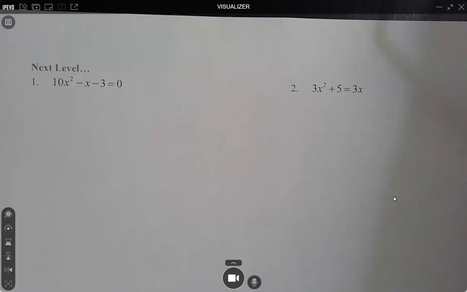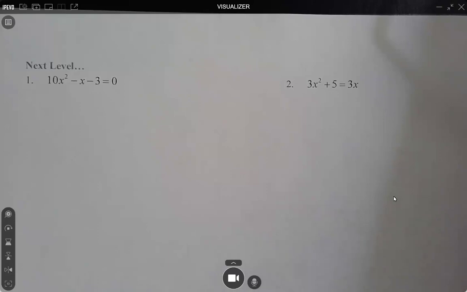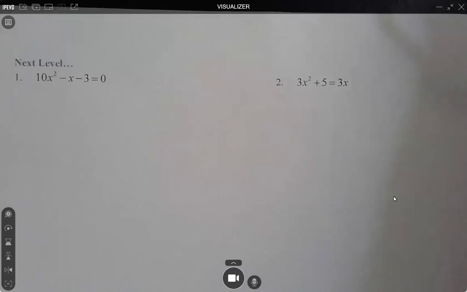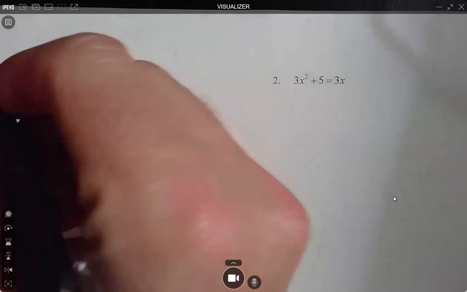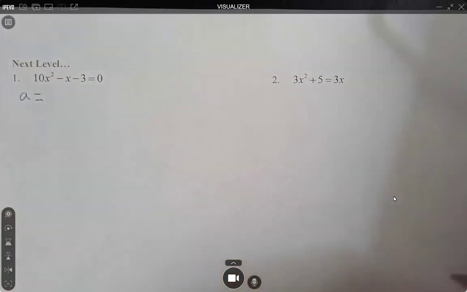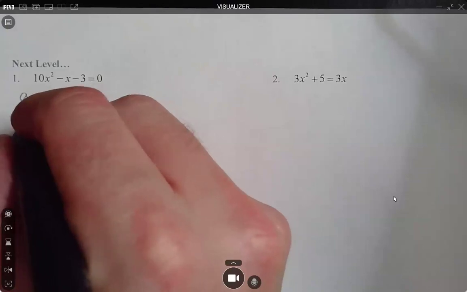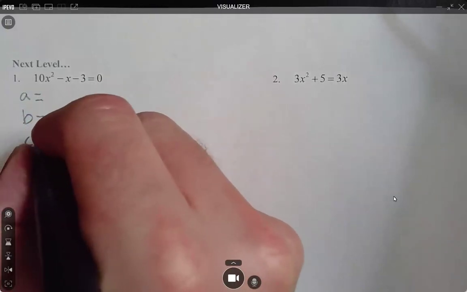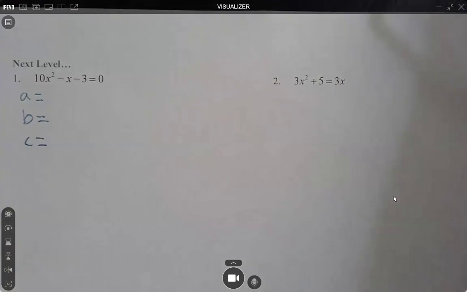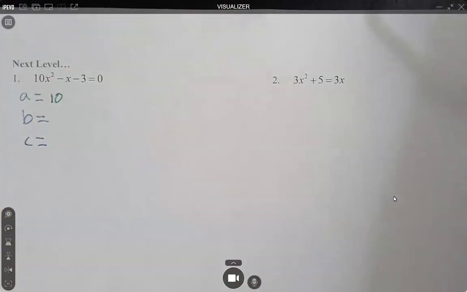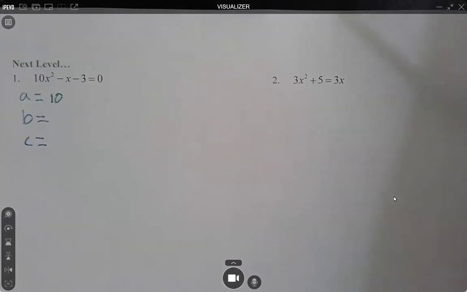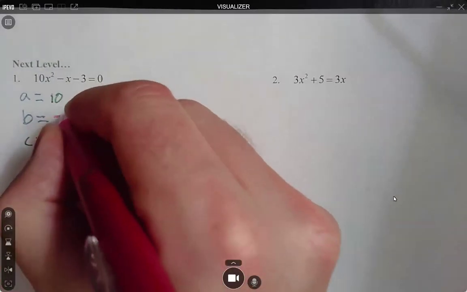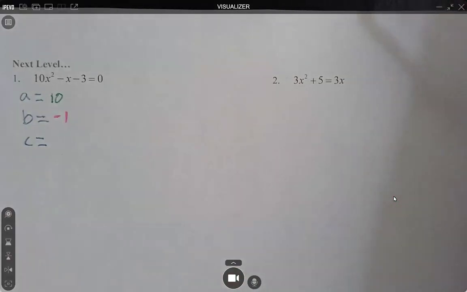All right, so let's go and do some more examples using the quadratic formula. So we have 10x squared minus x minus 3 equals 0. Our first step is that we just need to identify a, b, and c. It's already in the right form, and we're on page 49 of our workbook. So looking at this, here a is going to be 10. B here is a negative 1. And c here is a negative 3.